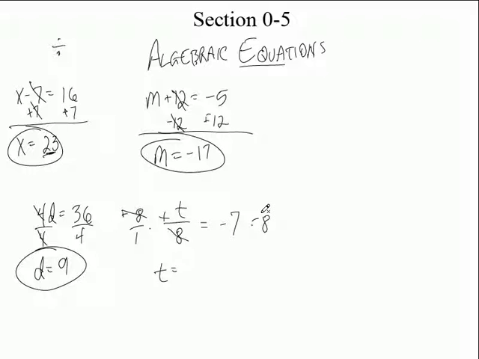What's negative times negative? Positive what? 56. And there you go. That's all there is to it. Does it make sense? All right, so if something's being divided, you multiply it to get rid of it. Now this is the one I was talking about. So watch. 3/5 x equals negative 8.